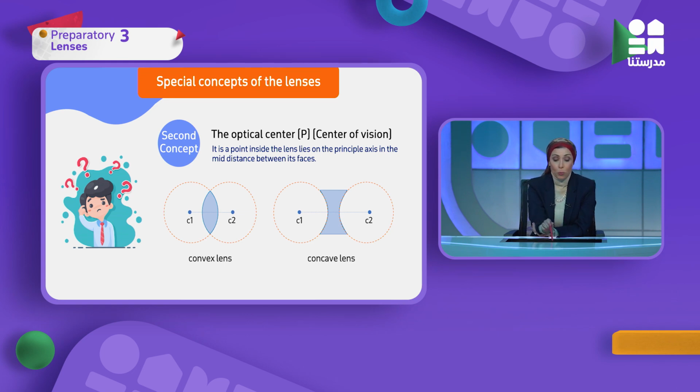We took it before in the mirror, so you know it quite well. Then the midpoint of both of those, here, represented by the letter O, is the optical center of the convex lens, in the middle, and here is the optical center of the concave lens. So from the drawing, can you define it? It's a point in the middle or center of the lens, located on the principal axis, not above or below, exactly in the middle. What is it called? It has two names: either optical center or center of vision.